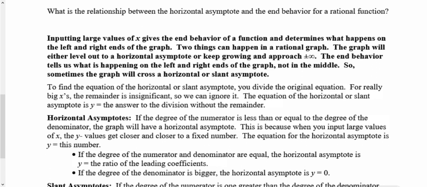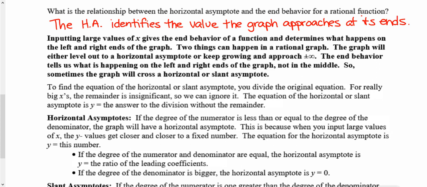So what is the relationship between the horizontal asymptote and the end behavior for a rational function? So the horizontal asymptote identifies the value the graph approaches at its ends. So really, they're going to have the same numerical value.